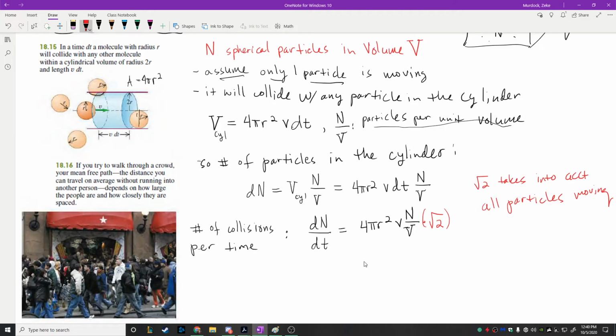Okay, so we got that, and what we can do is the mean time. We can call it T sub mean. The mean time between collisions is going to be the inverse of this. It's going to be dt over dN. So this is going to be equal to the inverse of all of this stuff right here, which is basically just volume divided by all the other stuff, so divided by 4 times the square root of 2 times pi r squared times velocity, and we have the total number of molecules right there as well. So this would be the mean time between collisions.